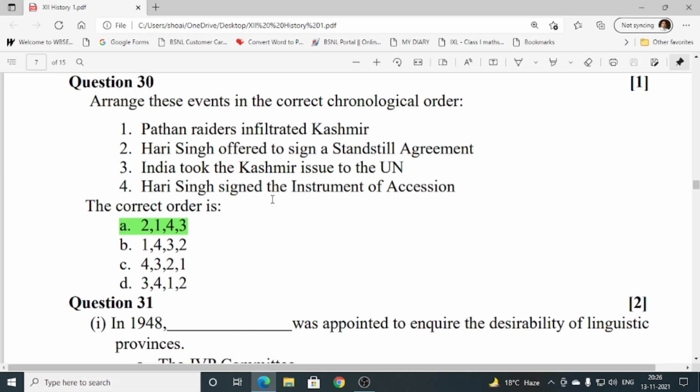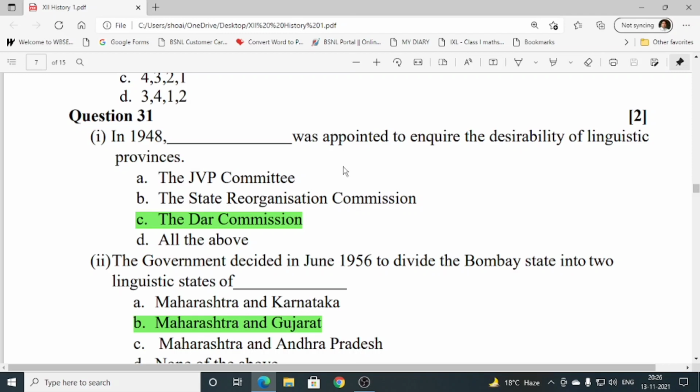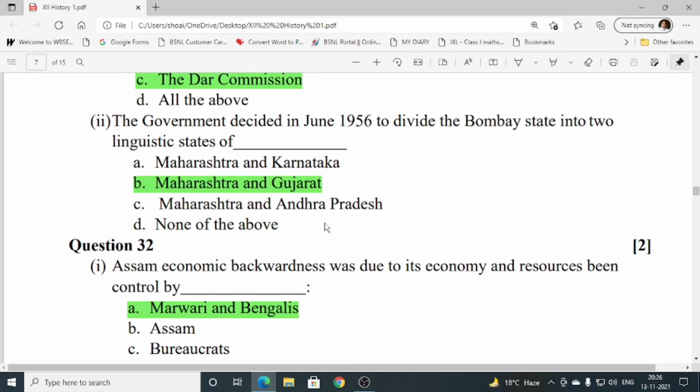Okay, number 30 over. Now number 31, in 1948 Dar Commission was appointed to inquire the desirability of linguistic provinces. So the answer is Dar Commission was appointed in 1948. Then next number 2, government decided in June 1956 to divide the Bombay state into 2 linguistic states, that is Maharashtra and Gujarat in 1956. Okay, B is the correct answer.